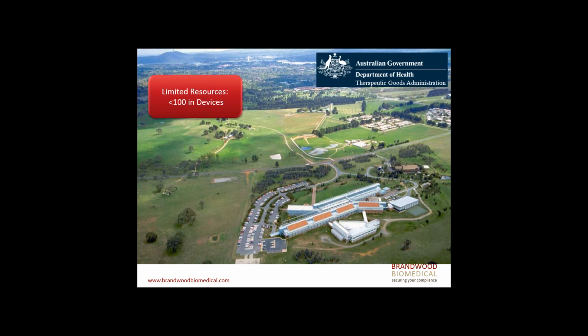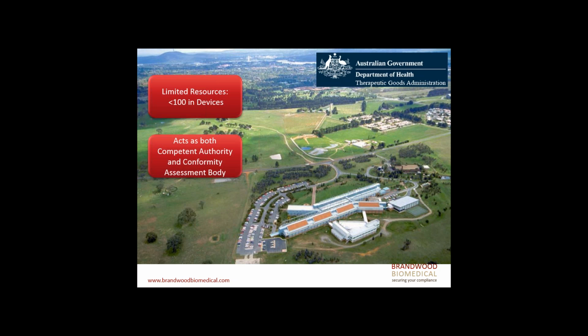A bit of information as to the internal structure of TGA. TGA has just over 500 people working, perhaps, and less than 100 of those people work in the devices unit. We often have a lot of clients who ask for timelines for medical devices, and sometimes we can see a backlog of applications, and sometimes they're quick. So there are some peaks and troughs as to the application timelines, and it's primarily related to the limited resources in the devices sector.